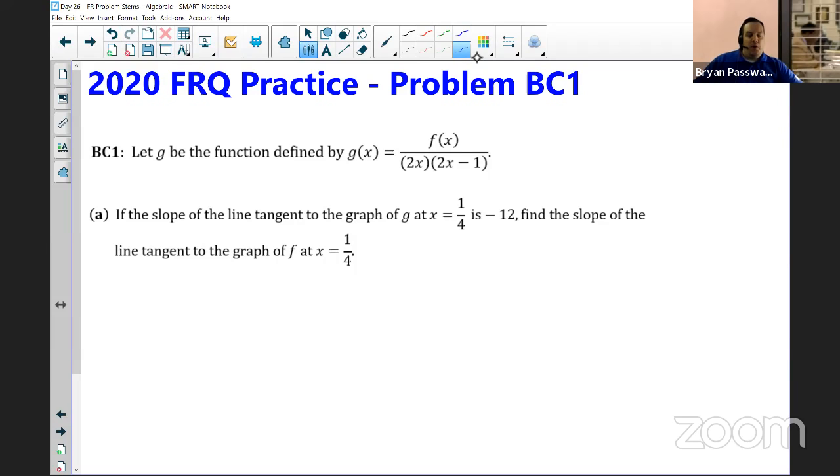So our first problem, we have this nice stem of g of x equals f of x over the quantity 2x times 2x minus 1. And then we're going to do some different things with that stem. So we're going to see that g of x function change throughout this problem. So part A says, if the slope of the line tangent to the graph of g at x equals 1/4 is negative 12, find the slope of the line tangent to the graph of f at x equals 1/4. So there's a lot of information there.